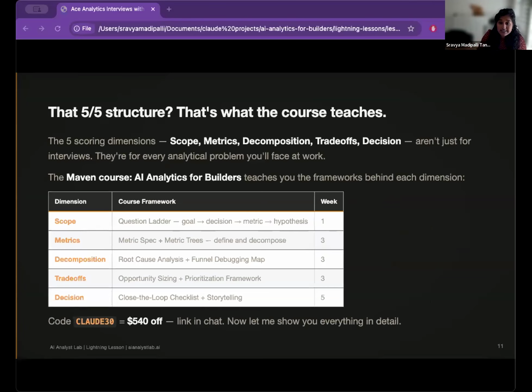Cool. So how did we get to this 5 by 5 structure? Basically, you can see a pattern following through here. That's the reason why we built the Analytics for Builder course the way we built it, because those are the most important things in analytics today.